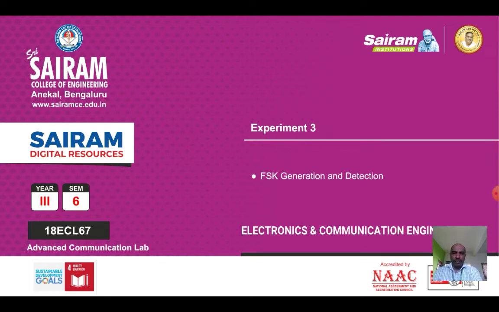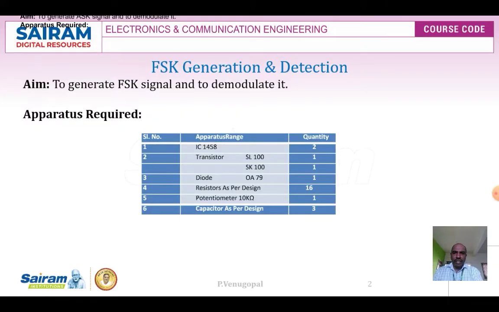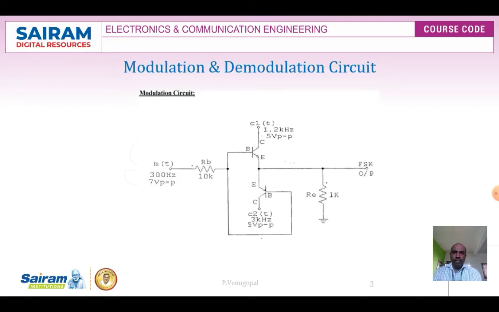What is the circuit diagram? Then what is the procedure for conducting this experiment? So the first thing is the aim of the experiment. The aim of this experiment is to generate an FSK signal and detect the original signal back. So what are the components required? Look at the circuit diagram.